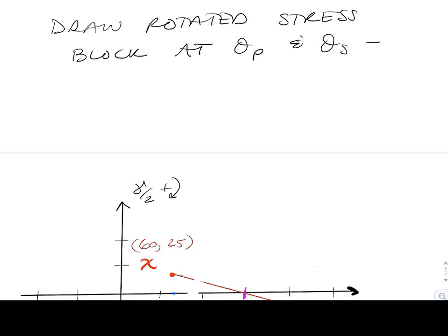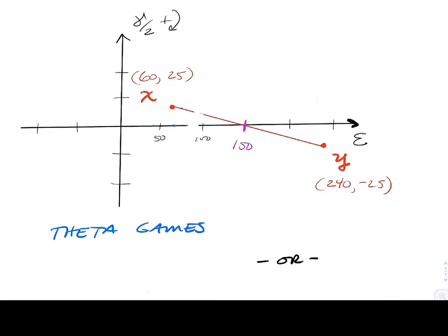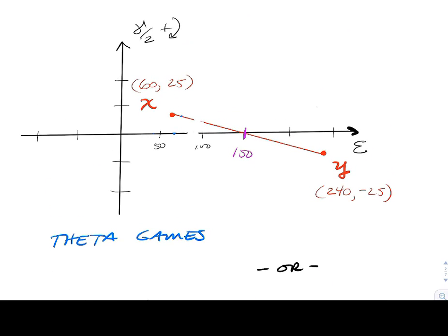So we'll go ahead and draw the rotated strain states at theta P and theta S. This is just kind of a nice review from earlier. So there's our initial strain state. The procedure is exactly the same. We're just going to end up calculating a couple of angles in here. So we've got a pink theta sitting in there. We're going to end up at the principal by going 2 theta P.